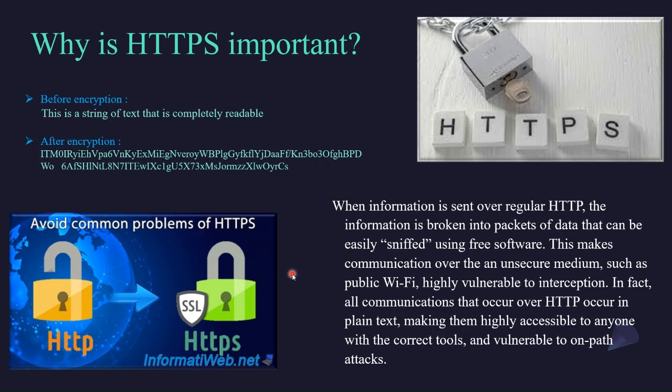So when information is sent over regular HTTP, the information is broken into packets of data that can be easily sniffed using free software. This makes communication over an unsecure medium, such as public Wi-Fi, highly vulnerable to interception. In fact, all communication that occurs over HTTP is in plain text, making it highly accessible to anyone with the correct tools and vulnerable to on-path attacks.